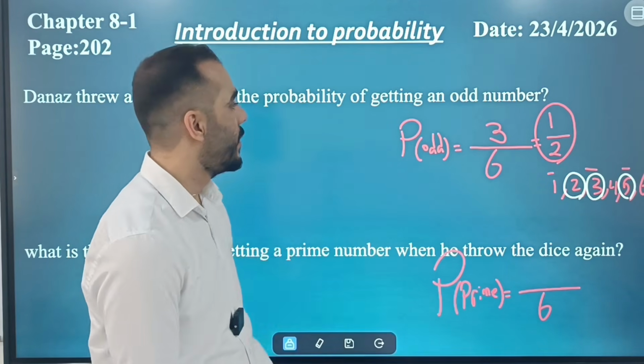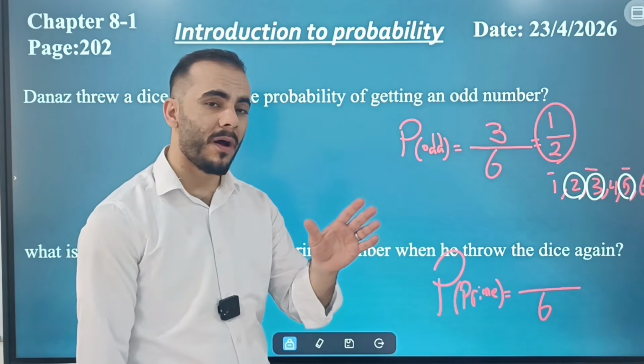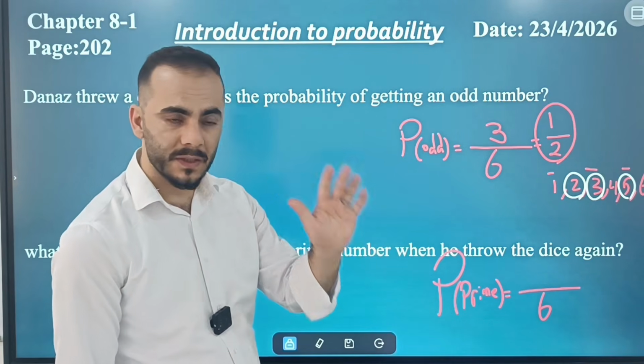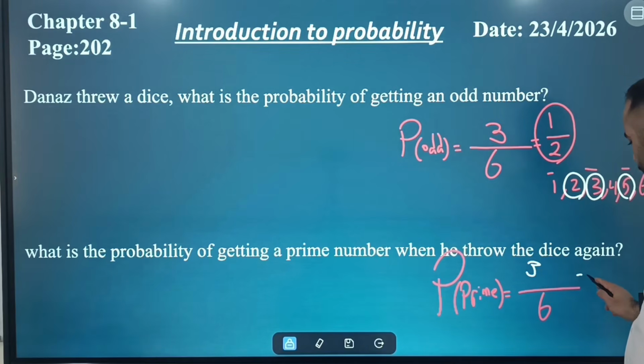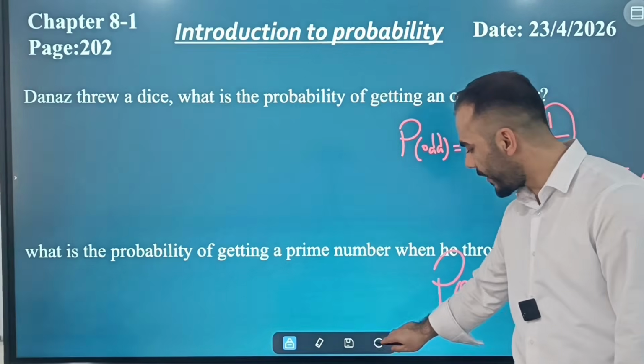That's it. So 2, 3, and 5. And by the way, 1 is not a prime number. So in that case, it would be 3 out of 6, which is again 1 over 2. You can write 0.5 as well. Both of them are the same thing.